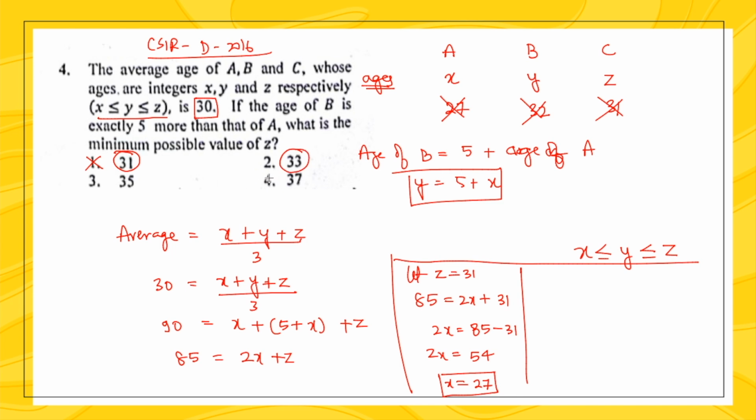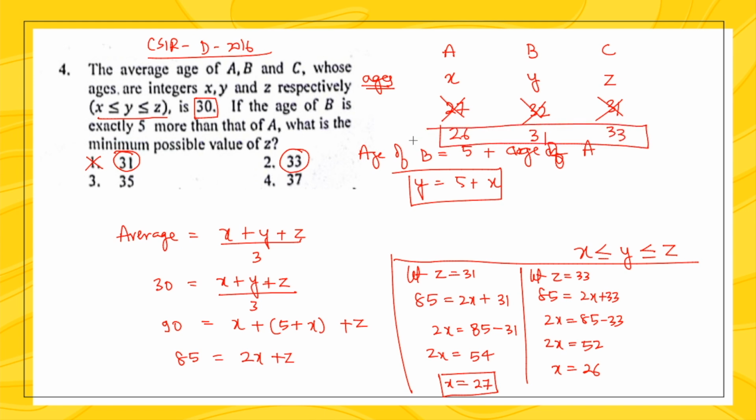If we take 33 over here in the same way, so let z is equal to 33. In that case, we will get 85 is equal to 2x plus 33. So 2x will be 85 minus 33, so 2x will be 52 and x will be 26. So in that case, x becomes 26, y becomes 5 more than this, that is 31, and z becomes 33. So is it following the trend? Yes, it is following the trend. So this will be the correct answer.